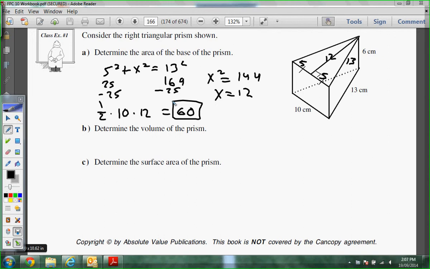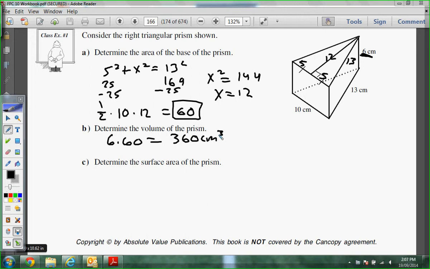Okay, and determine the volume of the prism. So what do we do to find the volume? It's the base times the height. The height is 6. So 6 times 60, 360 centimeters cubed for volume. That's how you label it.